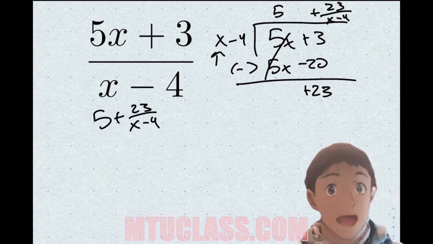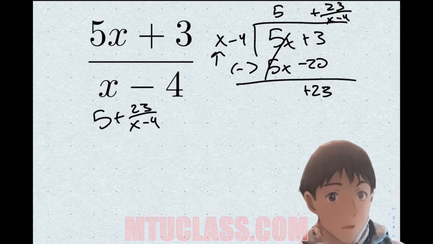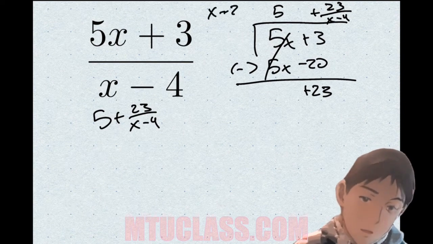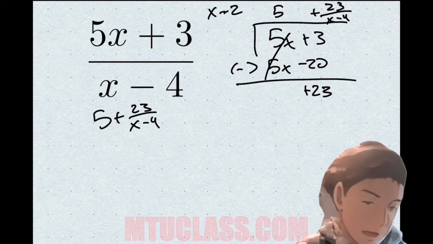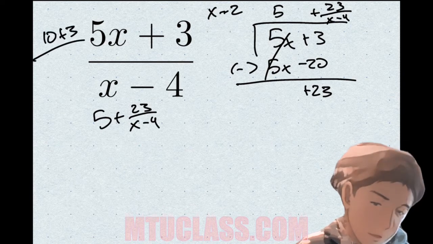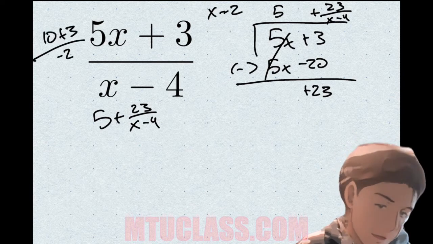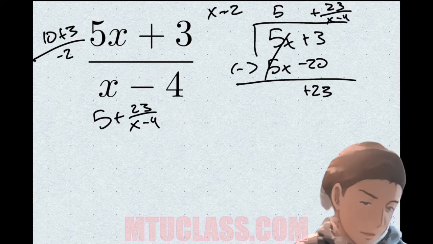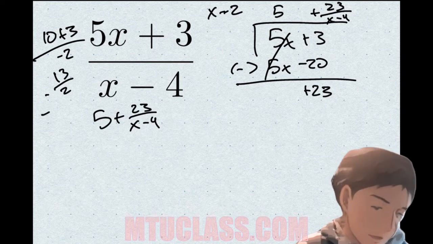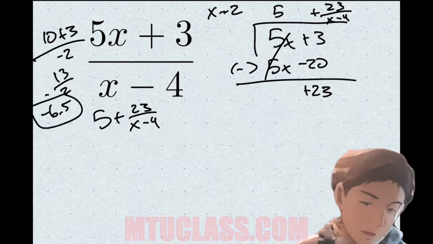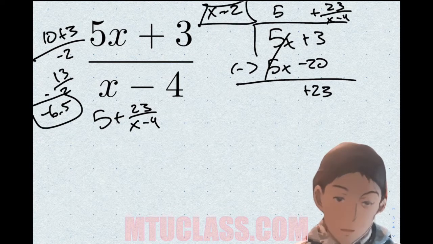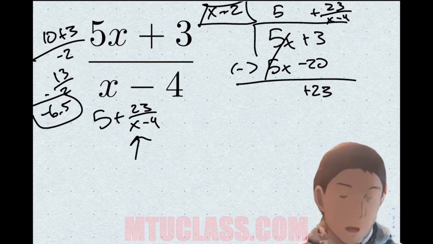Now, let's try the picking numbers. Okay, if I make x equal 2, what happens here? This becomes 10 plus 3 over, what is that? Negative 2. Yeah? All right, no sweat. So then it's going to be 13 over negative 2, right? Which is going to be negative 6.5. So would this work? If I put x equals 2 into my answer, will I get negative 6.5?